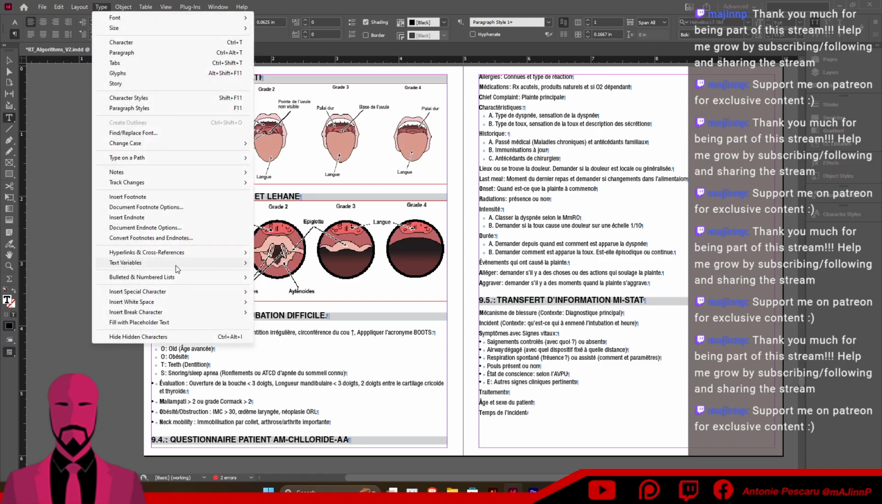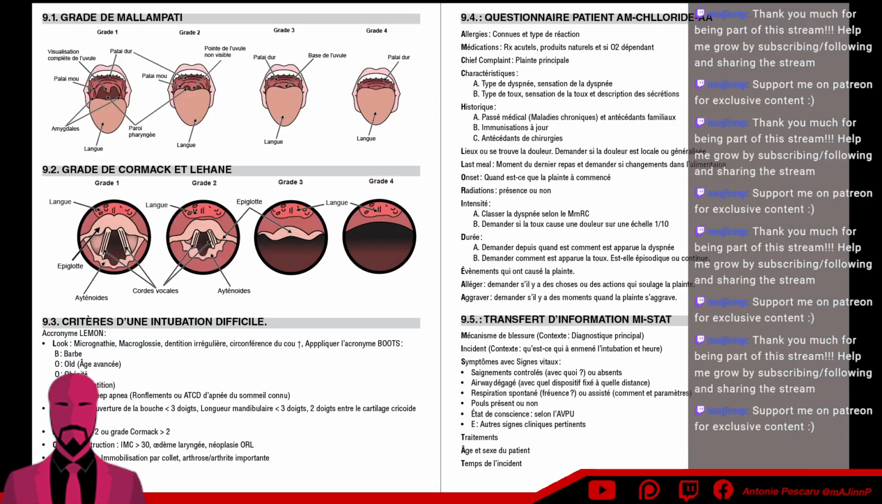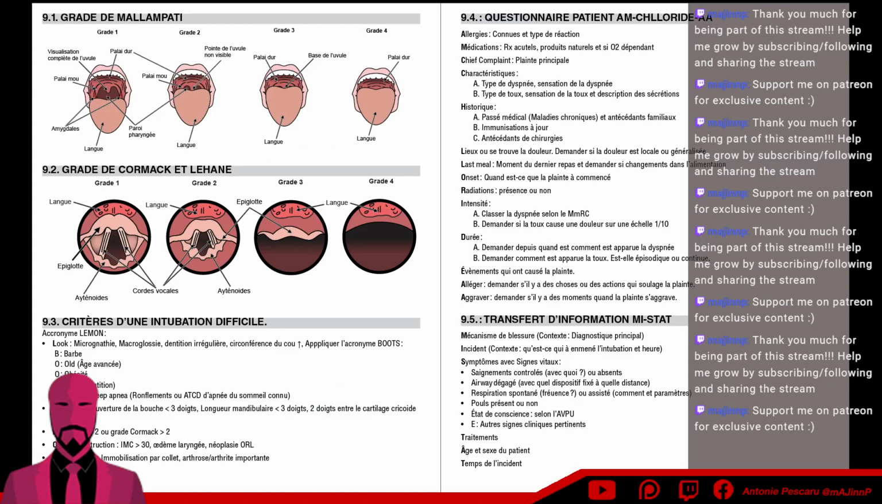So we're gonna go to type, and we're gonna go to break. We're gonna do a page break. And there we go. This is how it looks, guys. Grade 1. You got the Malampati, Cormack and Lehane. Difficult intubation criteria. I just wonder how it's going to look when you're going to print it. Chloride AAA questionnaire for the patient.